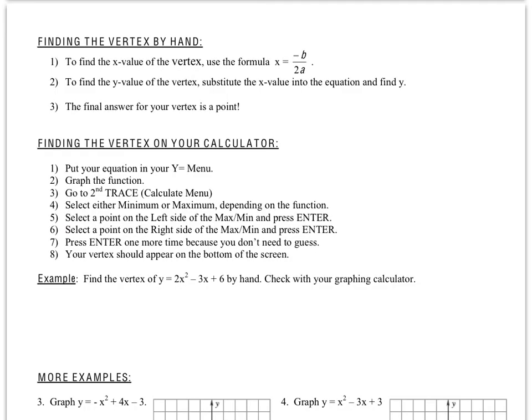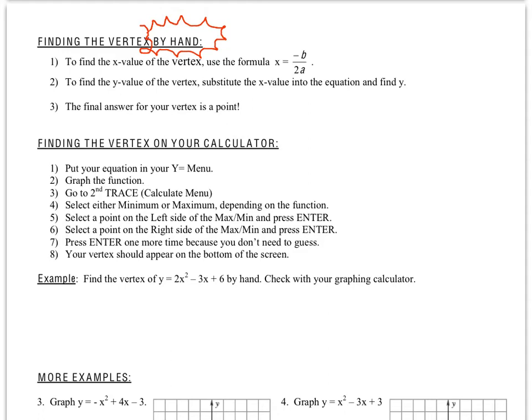Okay, so here are some notes for you on a couple important things. First of all, it's finding the vertex by hand, which we just did. To find the x value of the vertex, use this formula. We did that on the previous side. To find the y value of the vertex, substitute the x value into the equation and find y. We did that on the previous side. And then the final answer of your vertex is a point. So we did that on the other side here.